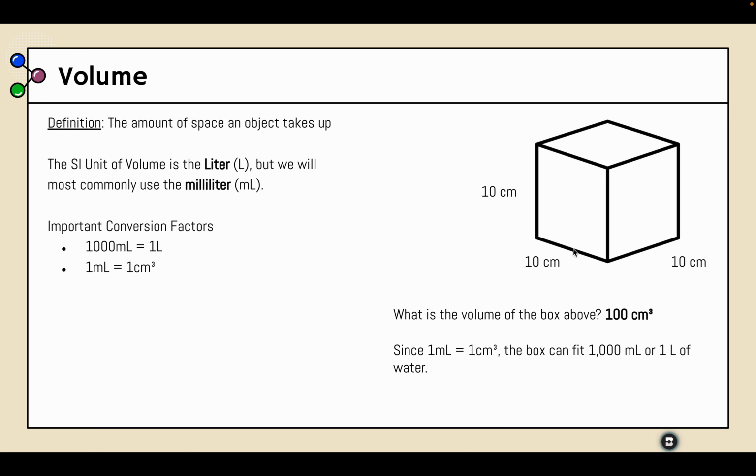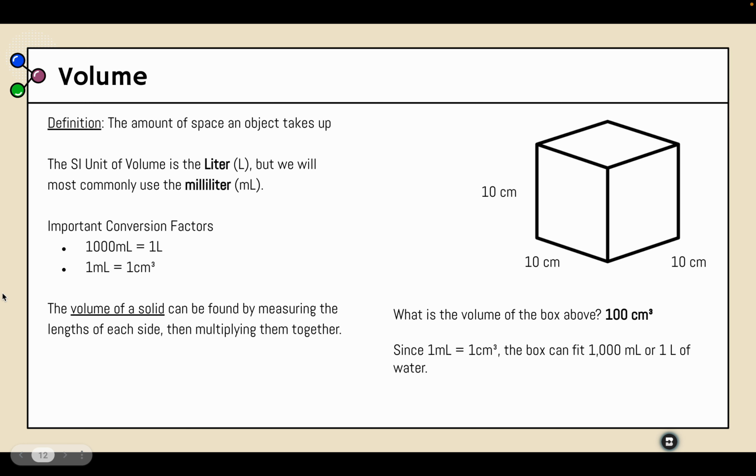In other words, if I were to take 1,000 milliliters, or in this case 1 liter, I could fit 1 liter of water inside this cube. And that's what it says here. Okay, because 1 milliliter is equal to 1 centimeter cubed, the box can fit 1,000 milliliters of water or 1 liter of water. So kind of interesting.